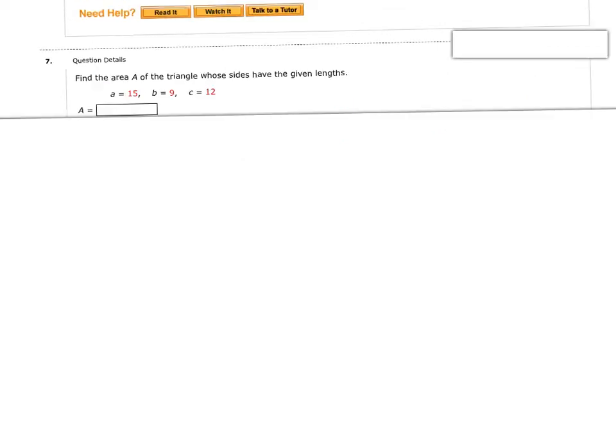All right, next up here we want the area of this triangle that has these three sides. So we'll just label them 15, 9, and 12. It doesn't really matter which one's which. So for this one, you could use Heron's formula if you want to look that up.